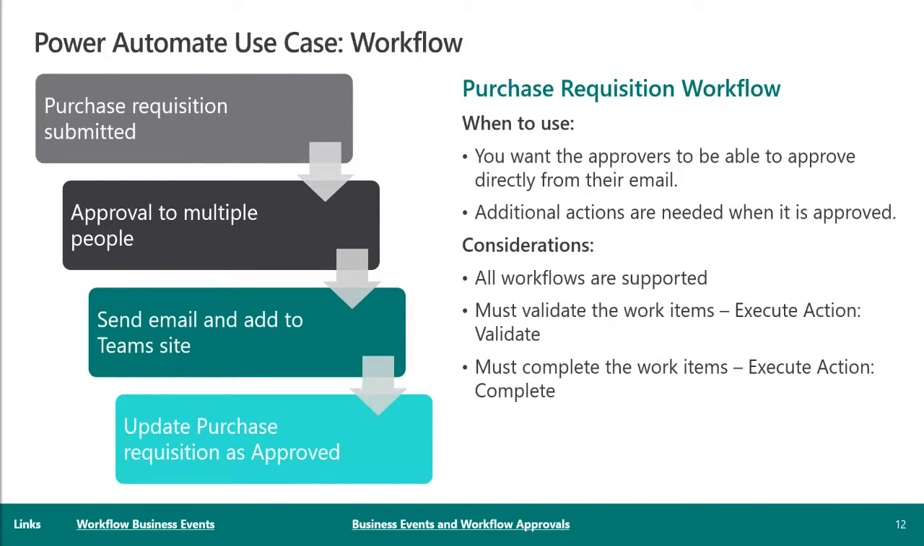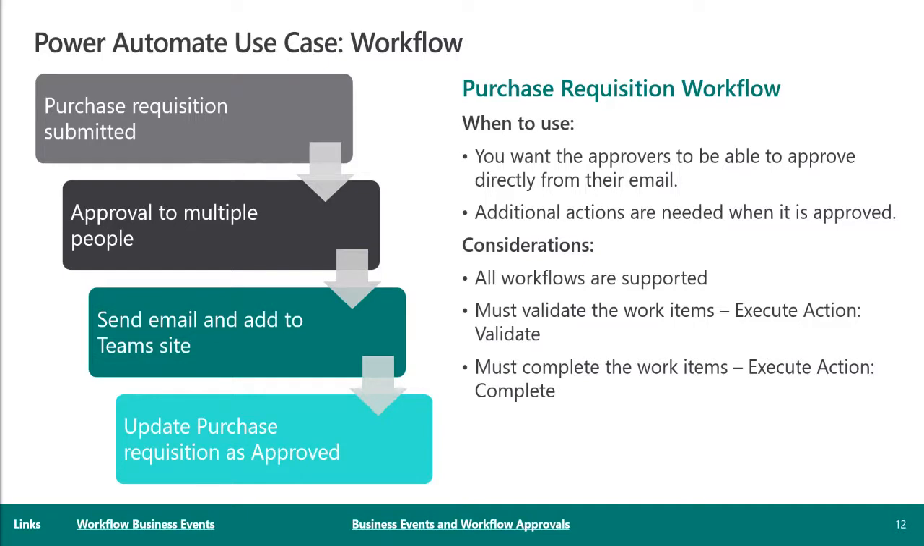In the example shown here, you can see an example of using a Power Automate flow to facilitate the approval of a purchase requisition. In this example, a Power Automate flow is triggered when the work items are created as part of the purchase requisition approval workflow. So we refer to that as the work item created event. This flow validates that the work item is ready for approval and then sends a Power Automate approval request to the assigned user.